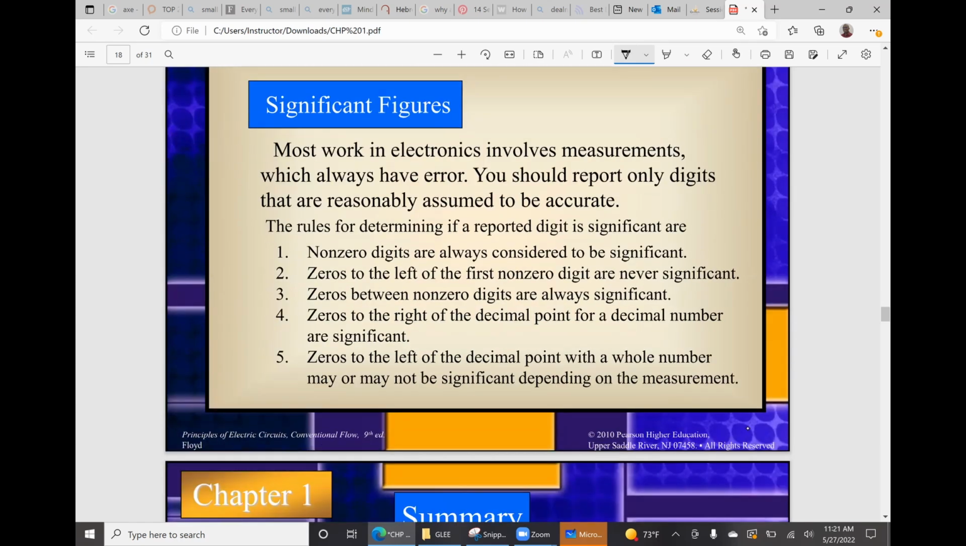Okay, what is significant figures? Significant figures help us to reduce errors in our work. All right. What are the rules for determining which figures are significant?